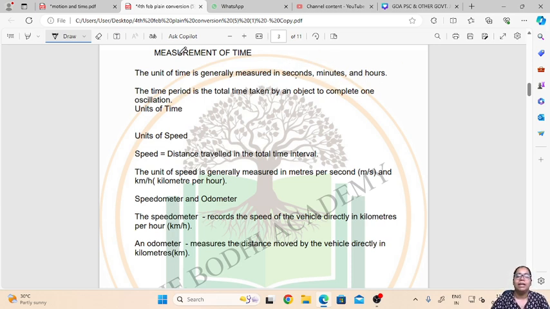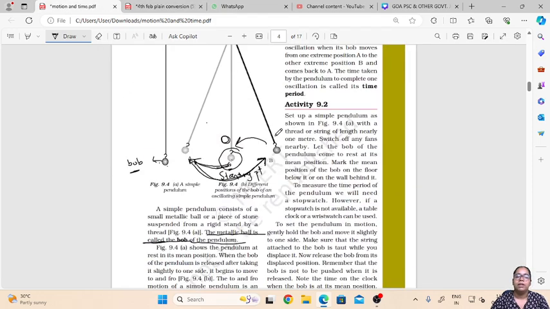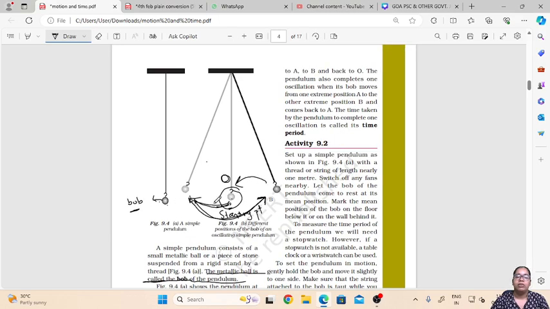And how is measurement of time done? It is done using the principle of the simple pendulum. So when a pendulum moves from O to A and then comes back to B, and from B to O, it is said to complete one oscillation, and this is the time period of the simple pendulum.